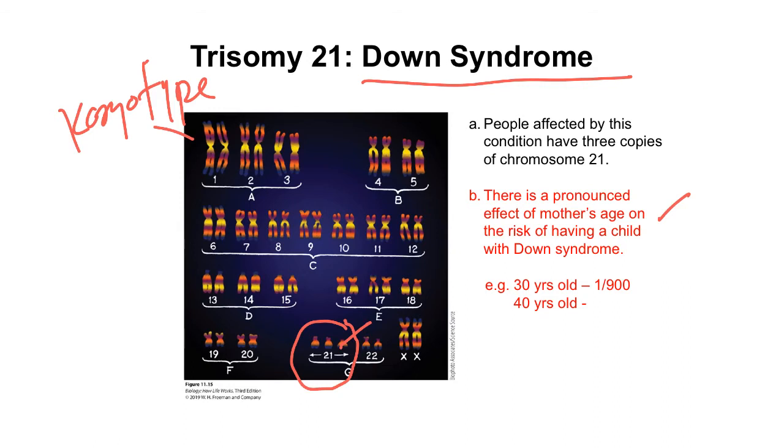So this has already been well established. For example, for women that are 30 years old, there is a 1 out of every 900 chance of having a child that has Down syndrome. If you are 40 years old, there's about a 1 in 700 chance. And I believe that if you are 50 years old, there is a 1 in 10 chance. So please take note of this, especially those of you who plan to have families.